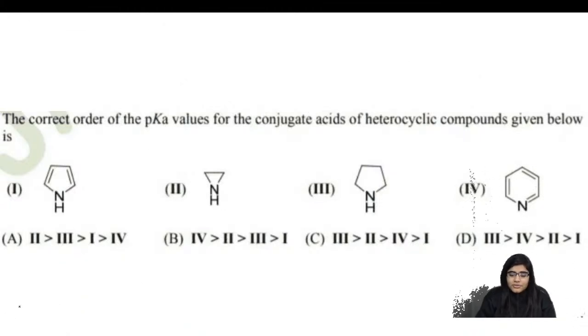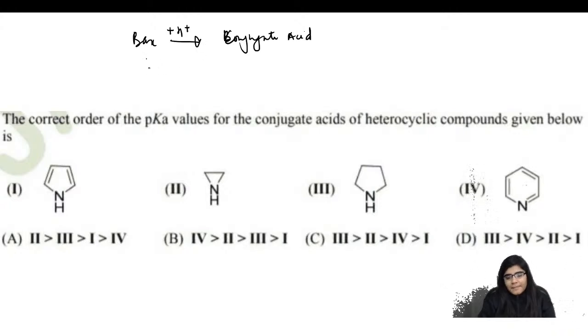So how am I going to picture this question in my head before selecting the correct option? We have to write the correct order of pKa values for conjugate acids. Let's suppose we have a base. A base will definitely take an H positive ion and form a conjugate acid. Let's suppose your base is strong, a good base. Then its conjugate acid would definitely be weak.